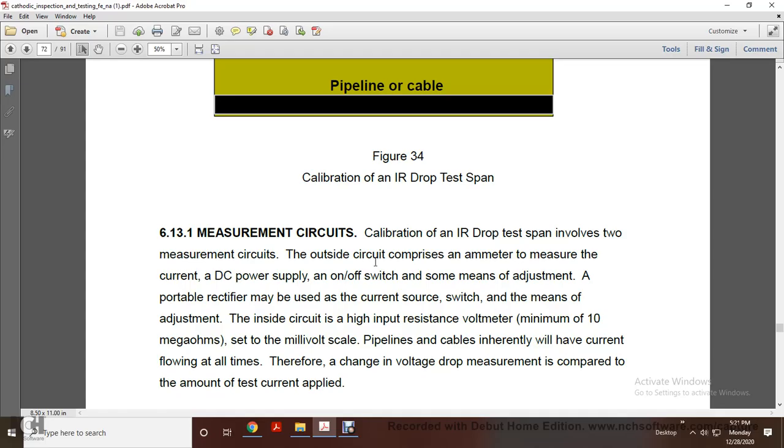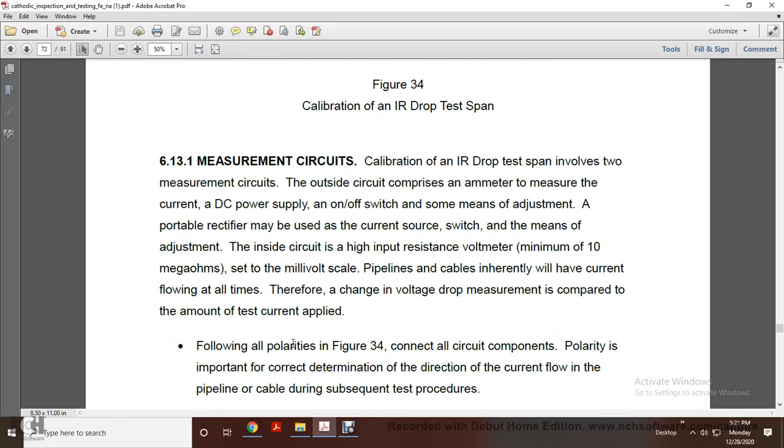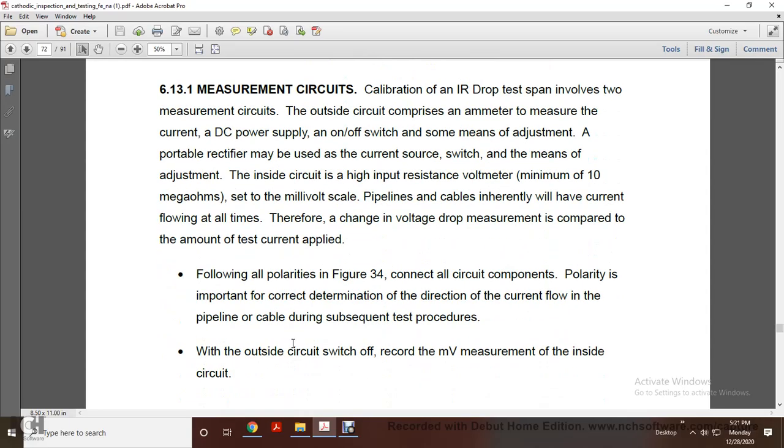Pipeline cables inherently will have current flowing at all times, though the change in voltage drop measurement is compared to the amount of test current applied, following a polarity. Figure 34, connection of all circuits. The polarity of the components is important for the correct determination of the direction of the current flow in the pipeline cable during subsequent test procedures.